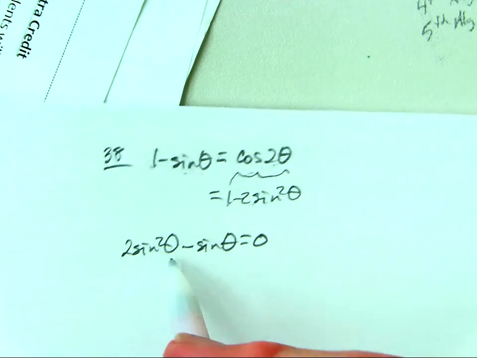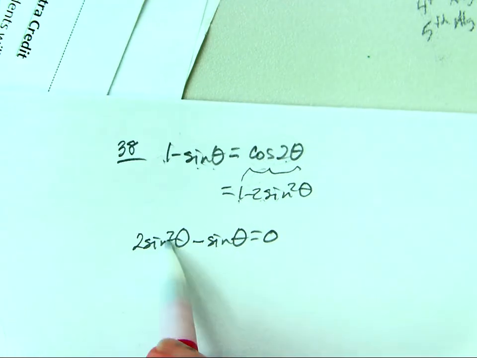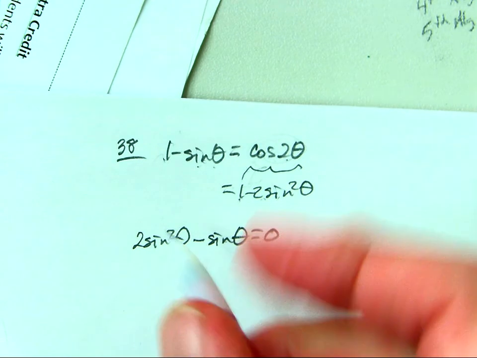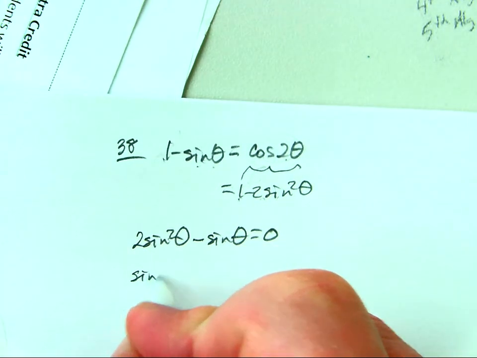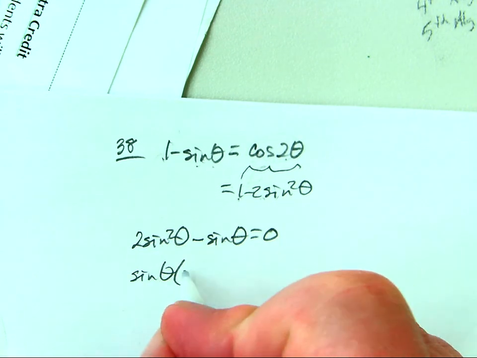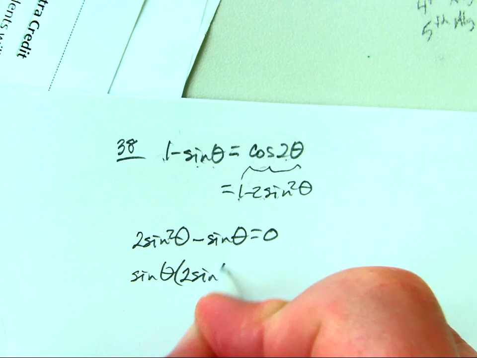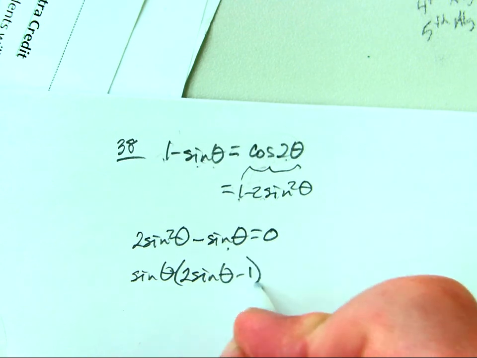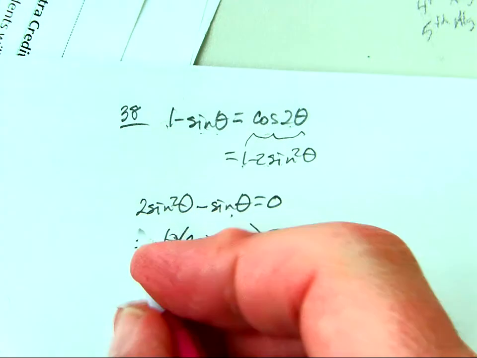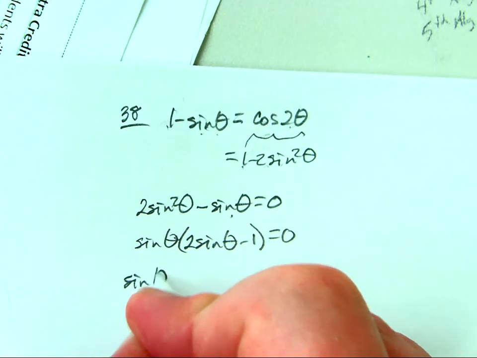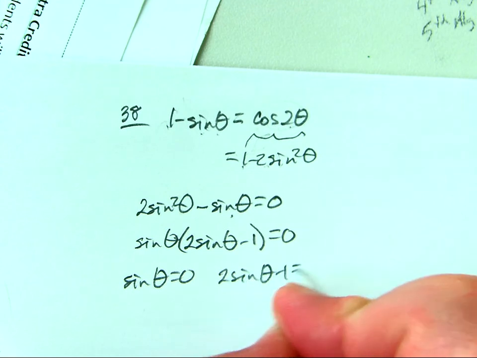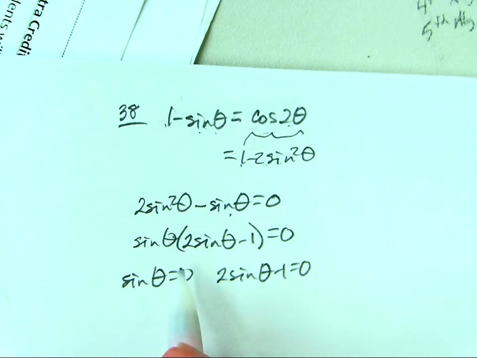Well, now we still have two trig functions, a sine squared and a sine. So we want to try to factor. Remember, the first thing you look for is a common factor. Well, here, sine theta goes into both of those. So 2 sine squared divided by sine is just 2 sine theta. And sine theta divided by sine theta is 1, so it looks like that. Now we set each of those equal to 0. So now we're going to work them out separately.